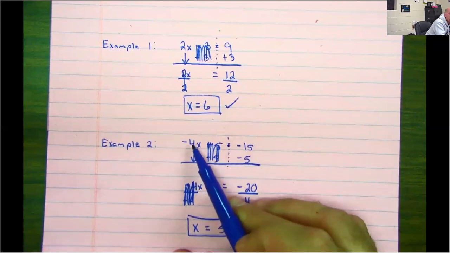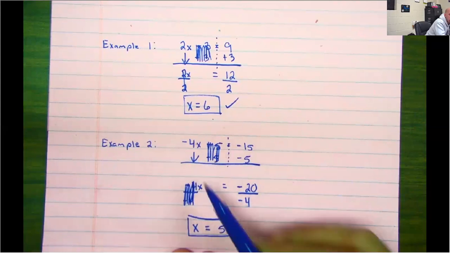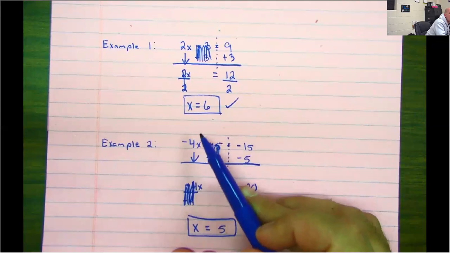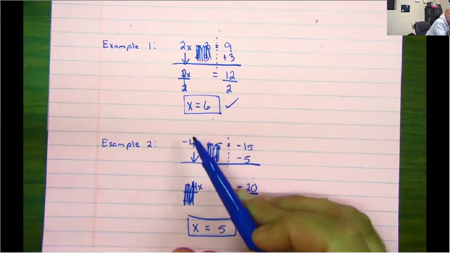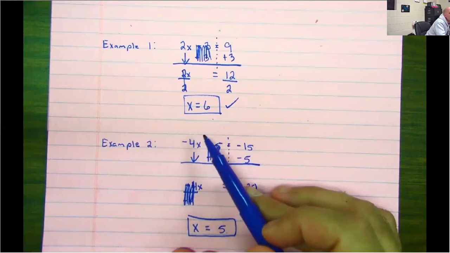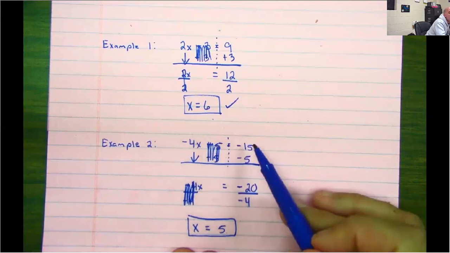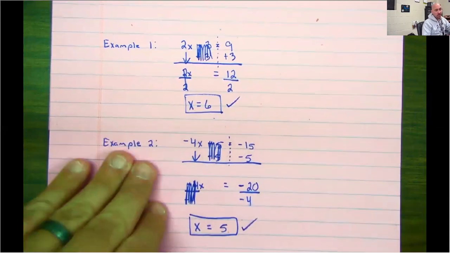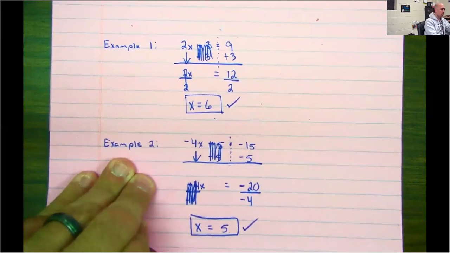Plug it in. Negative 4 times 5, because we're saying x is 5. That's -20. So that's like you owe me $20, but then you pay me back 5. If you owed me 20 and you paid me back 5, that means you still owe me 15. That is a good answer. All right, let's do a couple more examples.